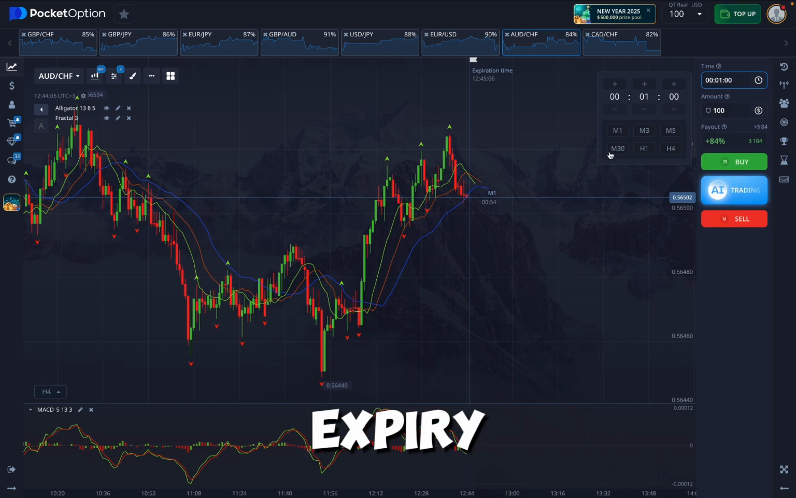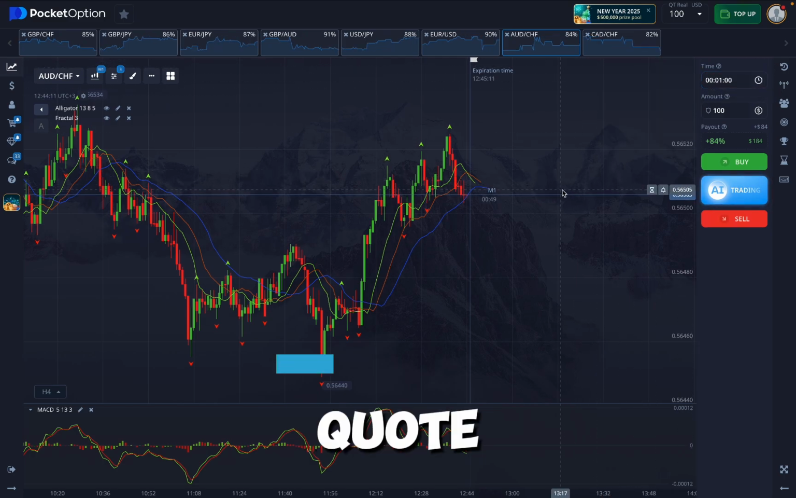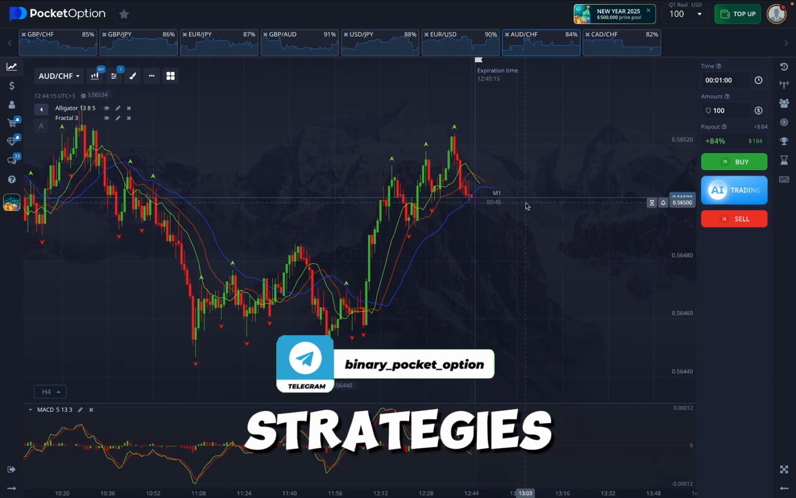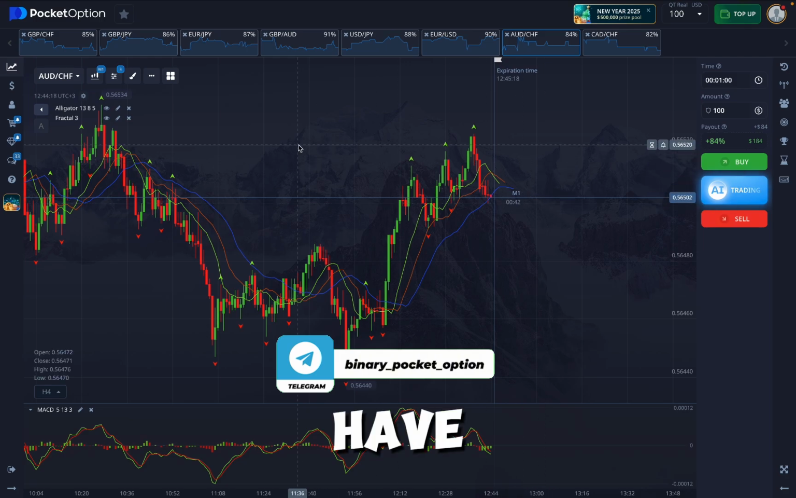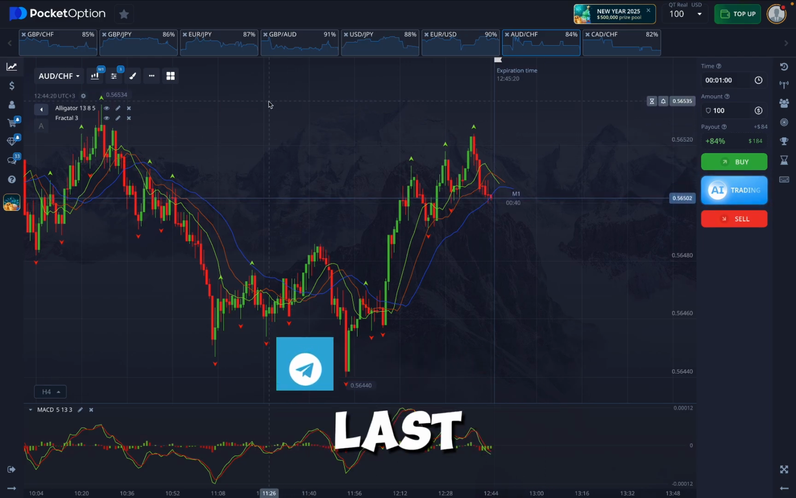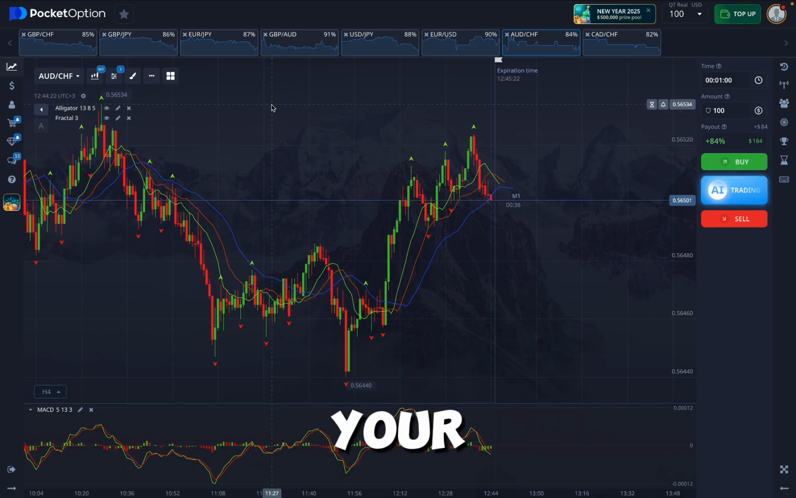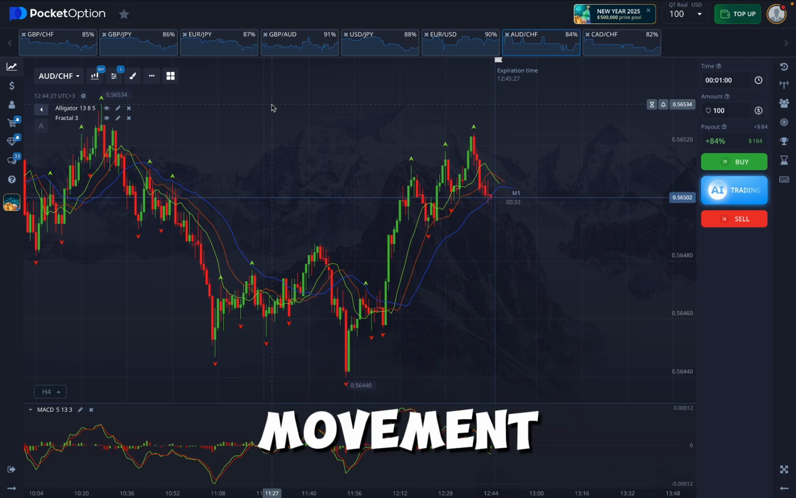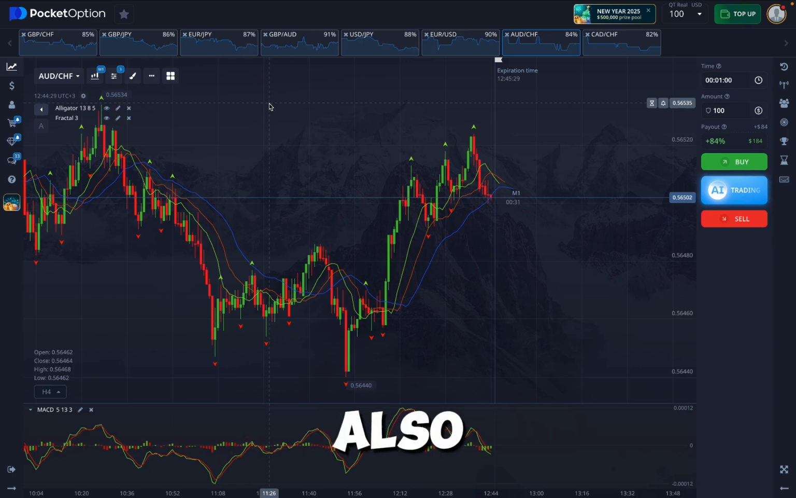You can adjust the expiry time in this window, which is called "quote time", and find the best time for your trade based on your strategies. I have already analyzed the market for the last period of time, and in front of your eyes are presented all currency pairs with the most optimal character of movement and payout percentages.